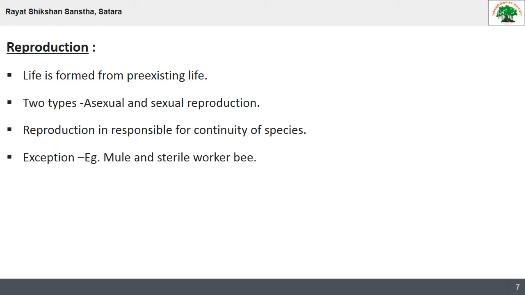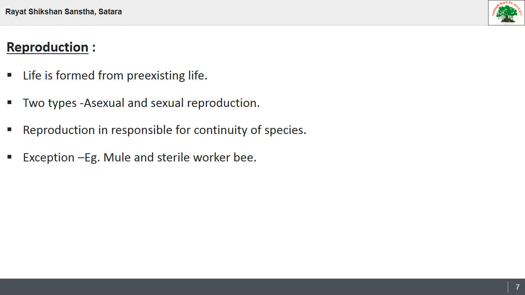Mule is actually the offspring of a donkey and a horse. Means it is a hybrid of these two species. That's why they do not have offspring. Means this feature is absent in mule. Same with this feature absent in sterile worker bee. Actually these are honey bees. These worker bees are sterile, so they don't have the ability to reproduce. That's why reproduction is absent in these worker bees. So these are two exceptions of reproduction.